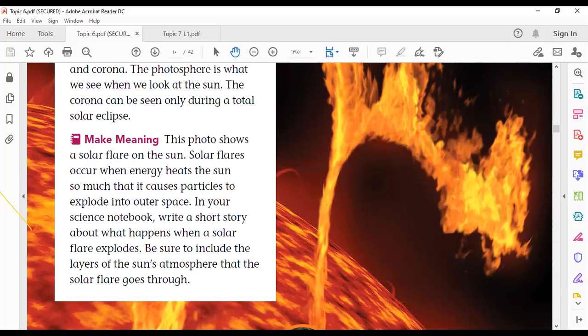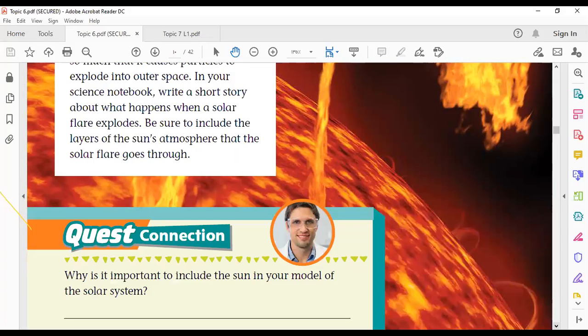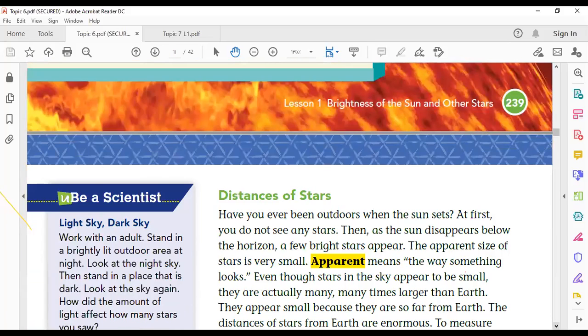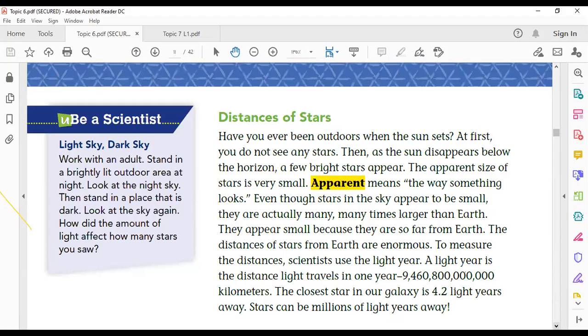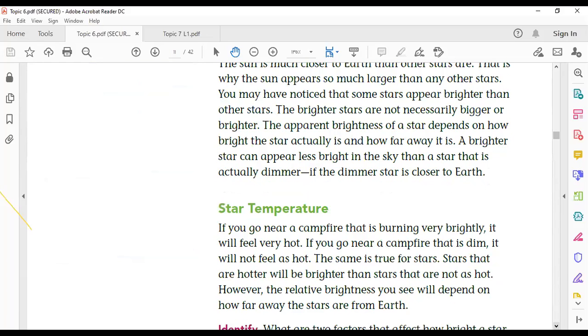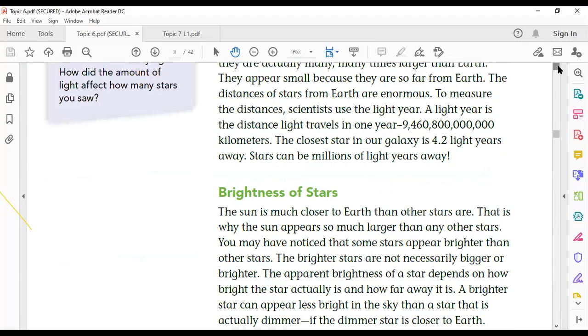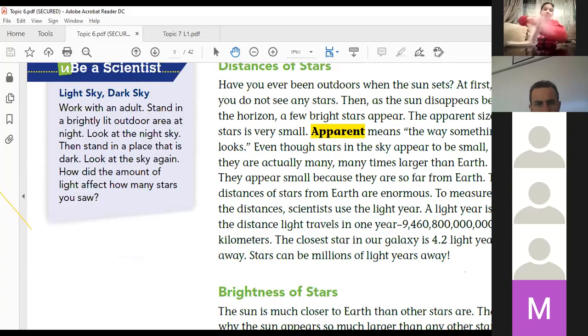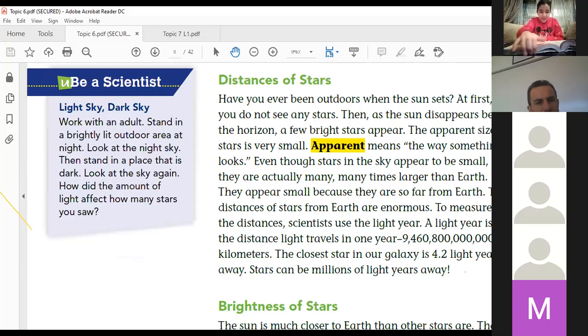Let's go to the next page. Then, inshallah, we are going to talk about the distances of stars, the brightness of stars, and star temperatures. Look, today we will study this, which we have almost covered at home. Thank you, Rania. Thank you very much.